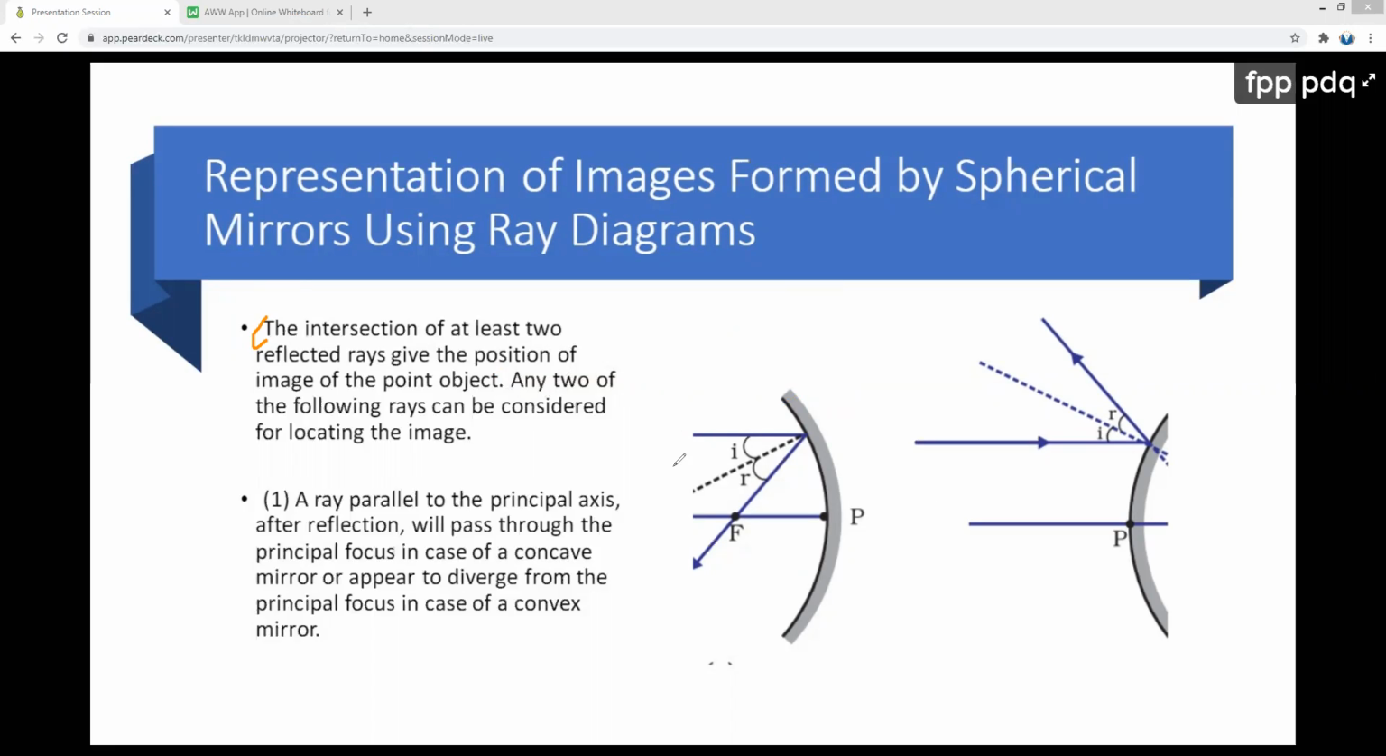And you can consider any of the four following rays. There are four different ways through which you can draw the lines of a ray diagram. We'll be going through all four of them. Okay, so Kadir, you can take over now.